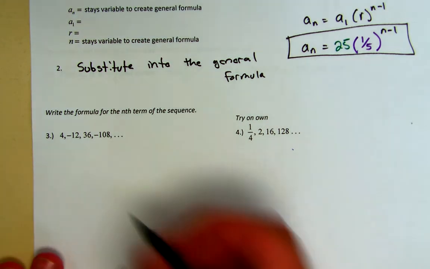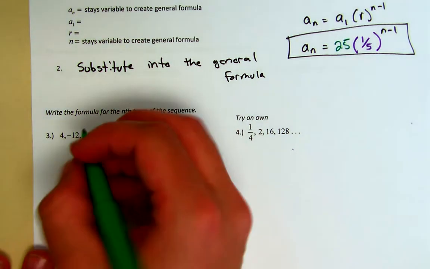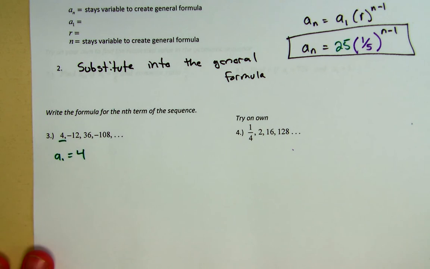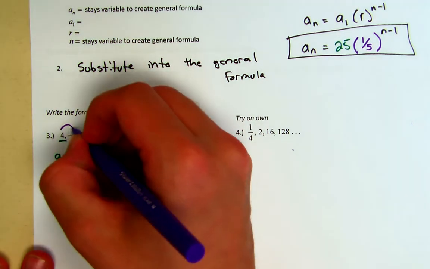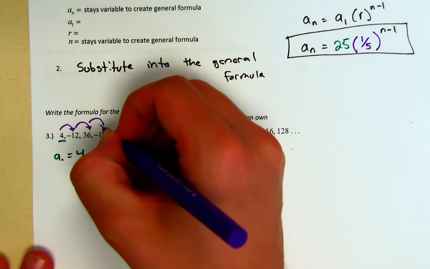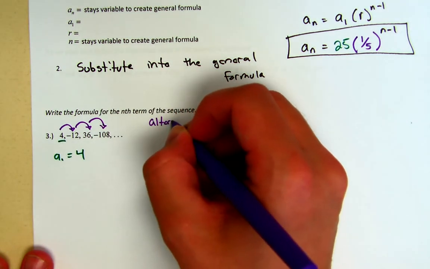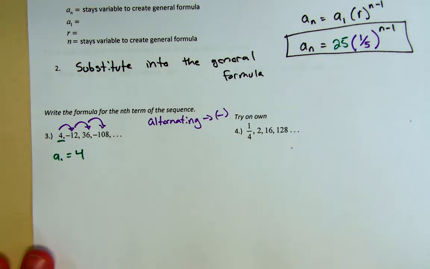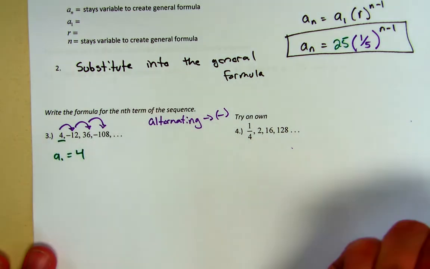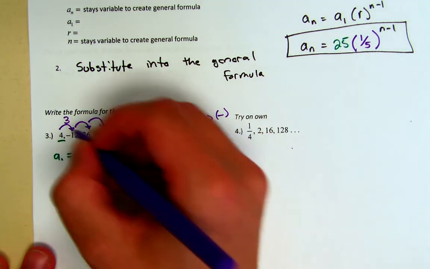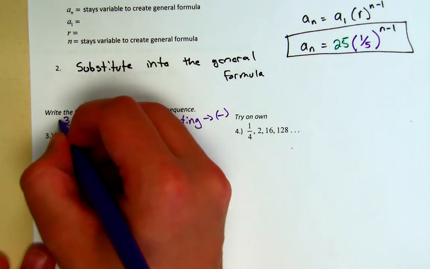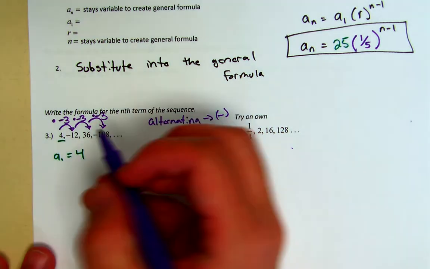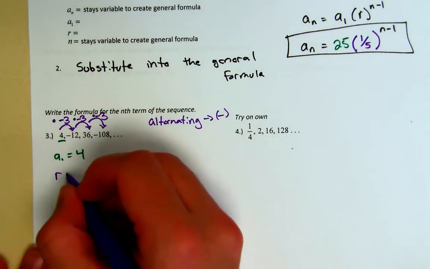Alright, so first, identify the parts of the sequence. So a1 equals 4. And let's figure out what's going on here. To get to the next term, how do I get there? Notice we have alternating signs here. This means we need a negative term. So 4 times what gives us 12? 3. But I need a negative 3, because each time it is going to become negative, positive, negative, positive. So r equals negative 3.